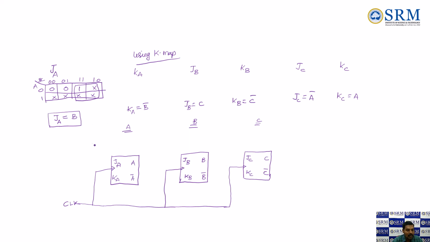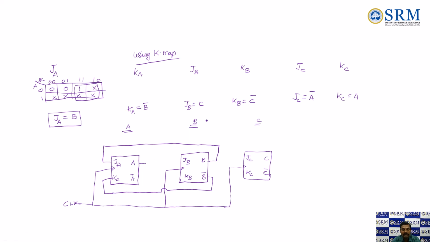What we found: JA is equal to B. So the input to the first flip-flop J is actually B, right? So B is the output. Then for KA, it is B bar. Hence I'm going to connect this B bar as the second input to the first flip-flop, K. So as per the K-map expression, KA is equal to B bar. Hence I'm connecting K is equal to B bar. Got it?